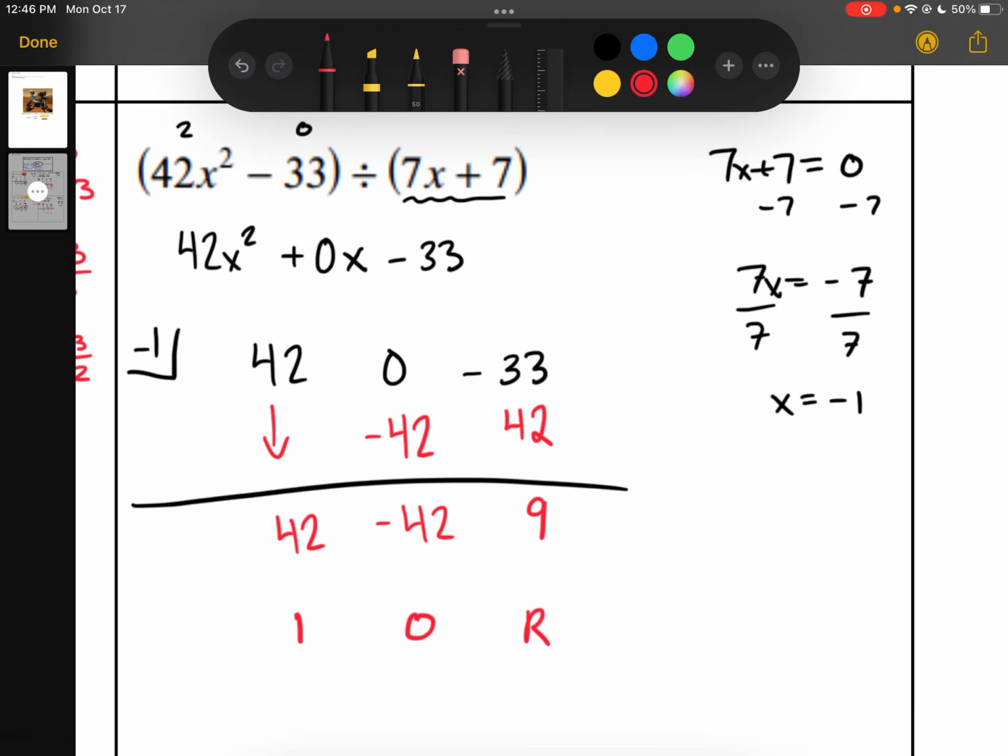So remainder, 0 degree, first degree. So 9 will go over 7x plus 7 in this case. And then we'll have x as our first term here. So these are all the combinations of tricky ways that synthetic division can be presented to us. So in this case, we're ready for it.